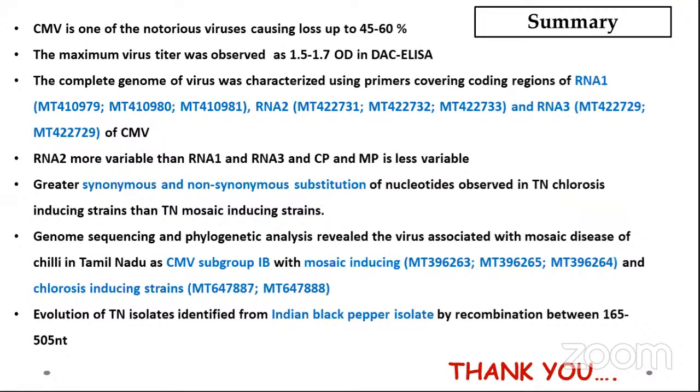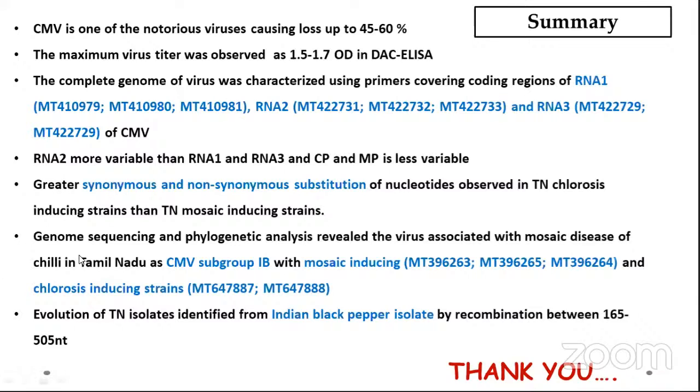Overall, CMV is a notorious virus causing losses of up to 45 to 60% in Tamil Nadu, and the maximum titer value of CMV was observed as 1.5 to 1.7 in the DAC-ELISA analysis. The complete genome of the virus was characterized using primers covering the RNA1, RNA2, and RNA3 genome of CMV. From the nucleotide diversity analysis, we observed that RNA2 is more variable than the RNA1 and RNA3 segments of CMV, and the coat protein and movement protein were observed to be less variable. Greater synonymous and non-synonymous nucleotide substitution was also observed in the chlorosis-inducing strains of CMV than in the mosaic-inducing strains.